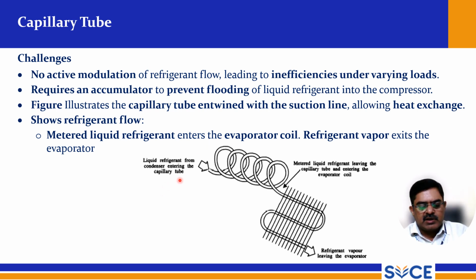Here the liquid refrigerant from the condenser is entering the capillary tube. This is the capillary tube with orifice. The metered liquid refrigerant leaves the capillary tube and enters the evaporator coil. Then the refrigerant vapor leaves the evaporator. So this is how the capillary tube is used.